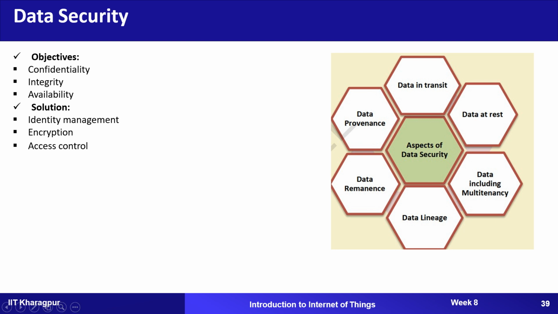Now the aspects of data security. All the data, for example, the data in transit, data at rest, data including multi-tenancy, data lineage, data remnants, and data provenance. These are the various aspects of data security. So all these different types of data should be secured.